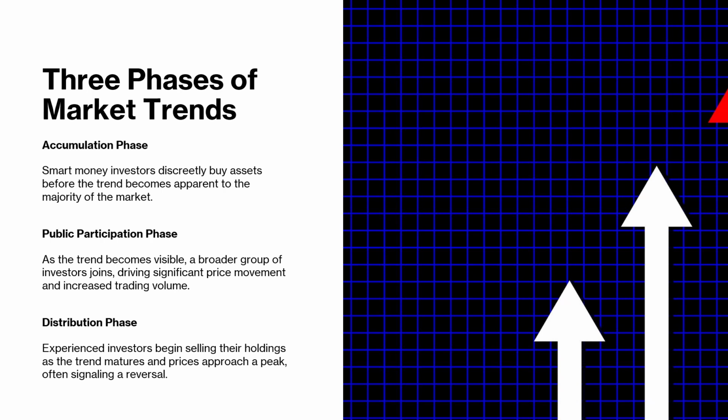And lastly is the distribution phase. This is when smart money starts selling to lock in their profits. Optimism is high, but momentum fades. Prices may still rise, but the trend is nearing exhaustion.